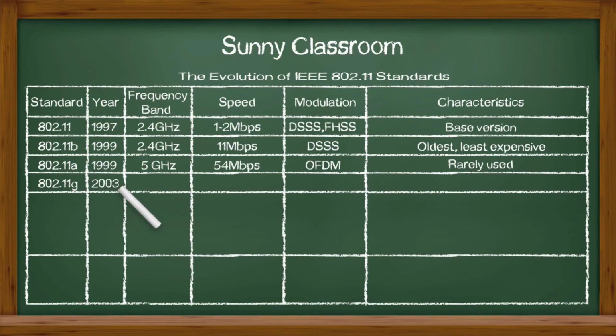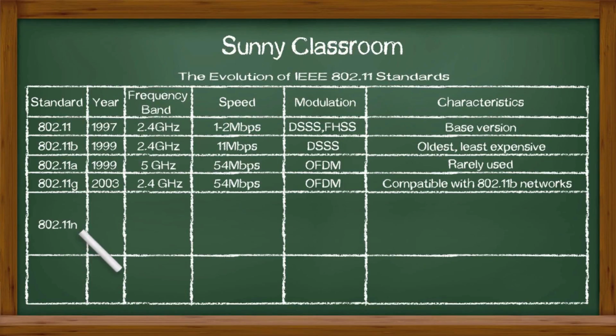802.11g was released in 2003. It uses 2.4 GHz with a speed up to 54 megabits per second and OFDM as modulation method. 802.11g is compatible with 802.11b networks. In 2009, 802.11n became the dominant Wi-Fi standards.